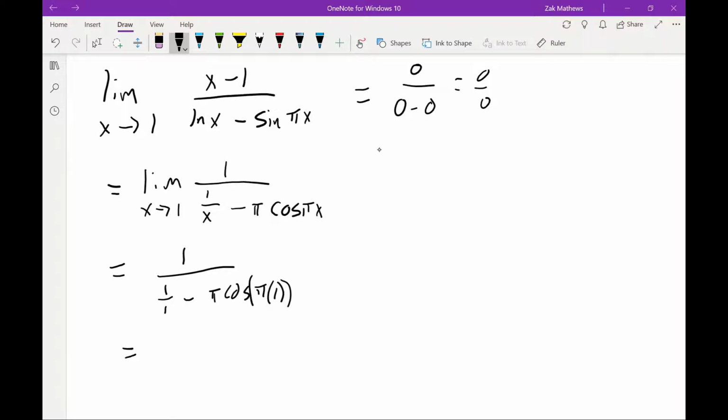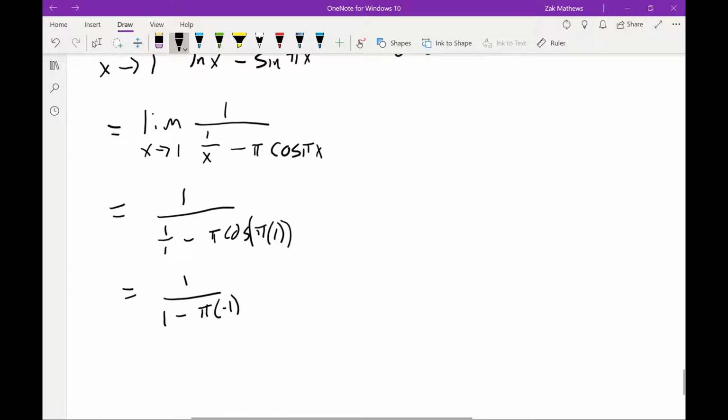And cosine of pi is just a -1. And so when we multiply the -1 to the pi, we get 1 over 1 plus pi. And that's our answer.